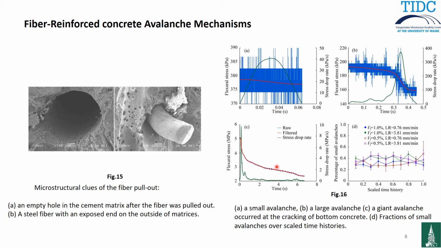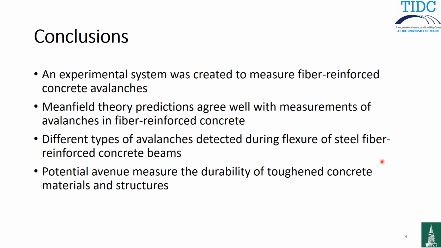But if you see an avalanche happen at the crack of the bottom concrete, you will see that there's a huge drop of stress in the beginning, but then it gradually slows. This is because this kind of crack is very violent, so the rate is large in the beginning, but after that, it takes a long time for the statistically distributed fibers inside the matrix to entangle the crack and stop it eventually. If you look at the fraction of the small avalanches at different stages of the experiment, you will see that it's a relatively constant distribution.